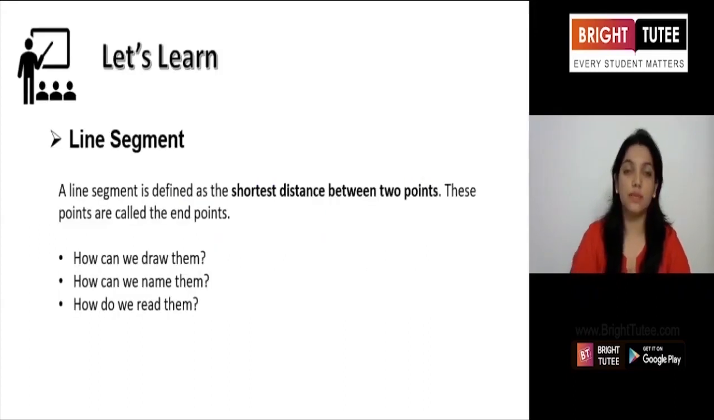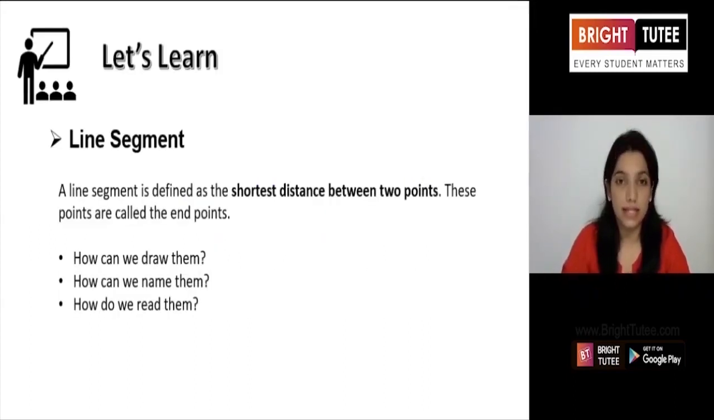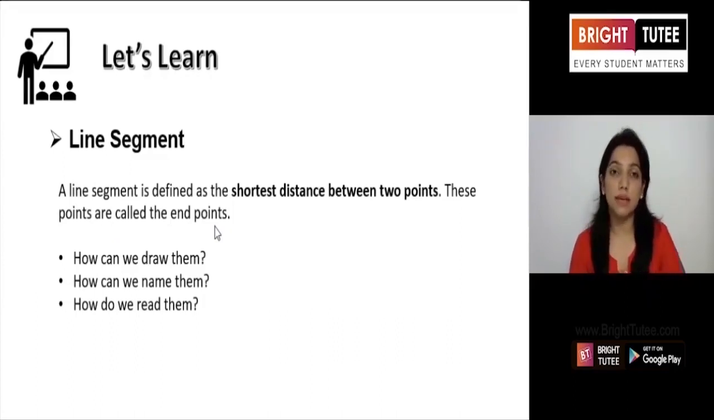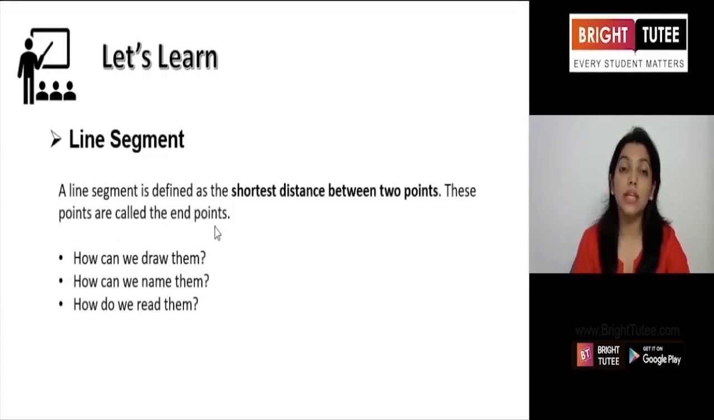Now moving ahead to the next one, let us learn what a line segment is. We have just learned about point. Now we are moving to the next topic, that is line segment. Okay, what is a line segment? Let us see how we can define it mathematically. A line segment is defined as the shortest distance between 2 points. These points are called the end points. Very important. You need to remember this definition of line segment. What is a line segment? A line segment is defined as the shortest distance between 2 points.